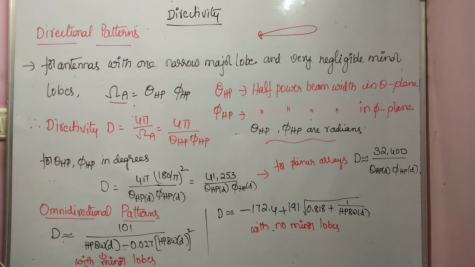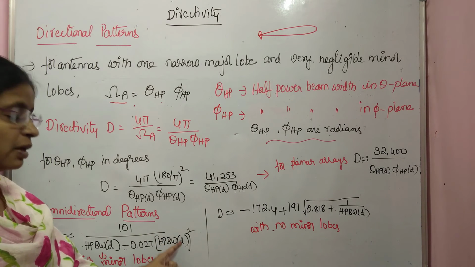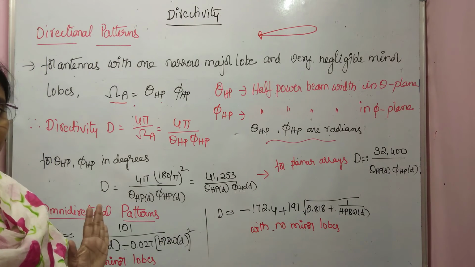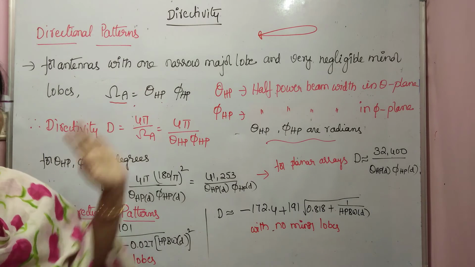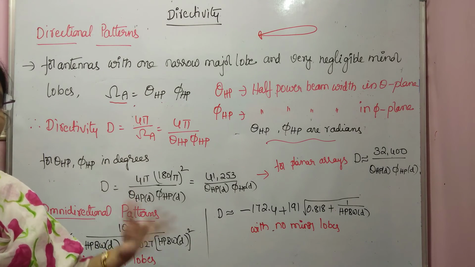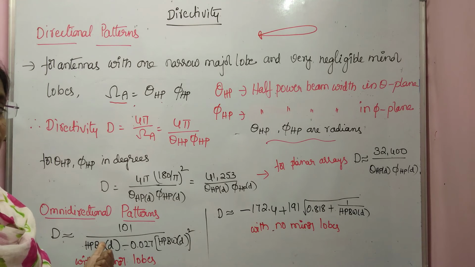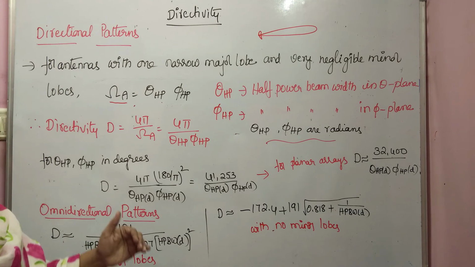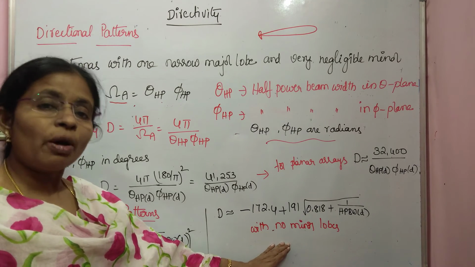You don't need to derive it, just remember it: 101 by HPBW in degrees minus 0.027 HPBW in degrees square. HPBW, in whichever plane you take, either theta HP or phi HP, you have to consider it in degrees. The same directivity in the case with no minor lobes.